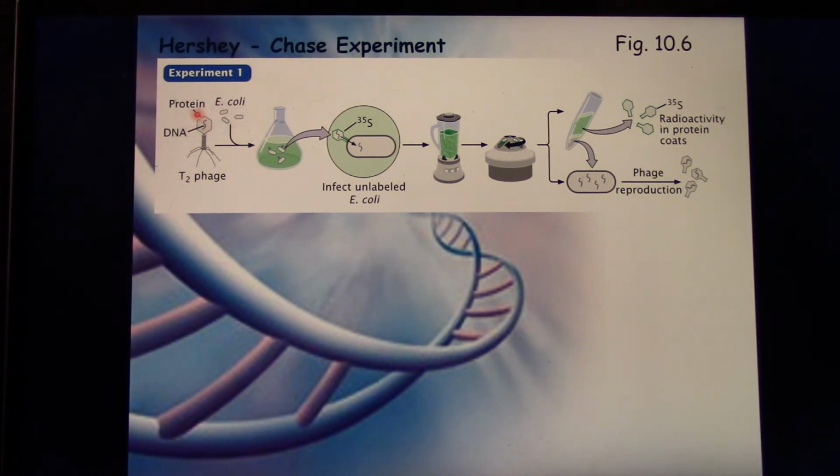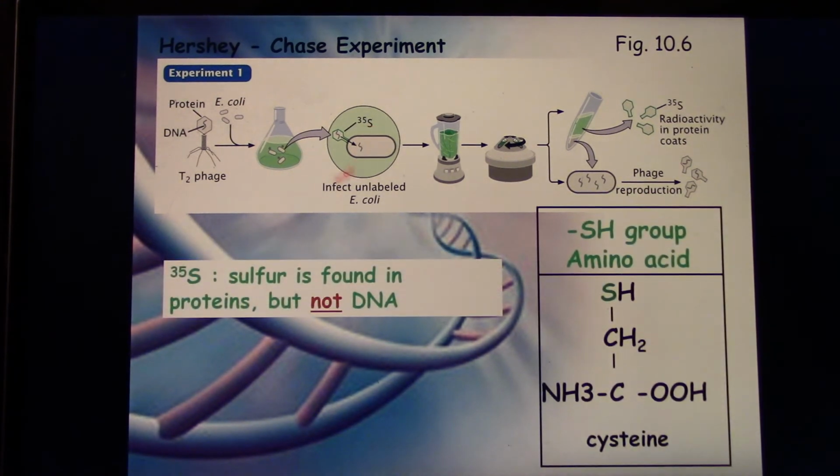Experiment 1, they take their T2 virus and they infect some Escherichia coli bacteria, and they do that in a flask with some media that lets the bacteria grow. And here's a little magnification of what's happening. They mark the protein with a radioactive material called S or sulfur 35. That's going to label protein but not DNA. For example, cysteine is an amino acid that has sulfur in it.